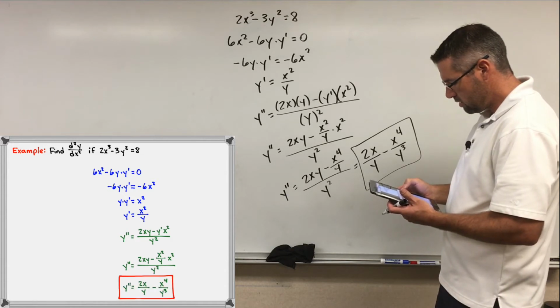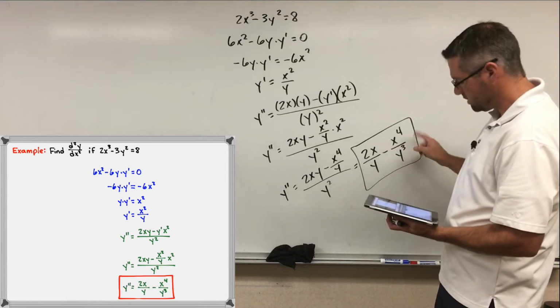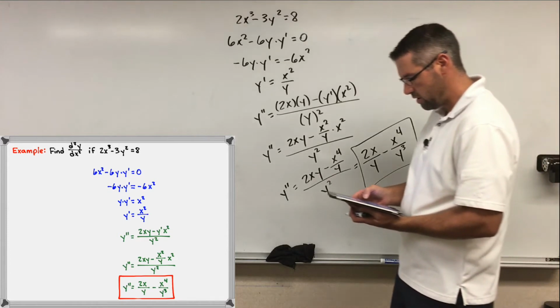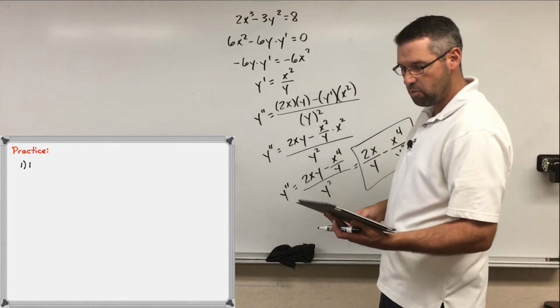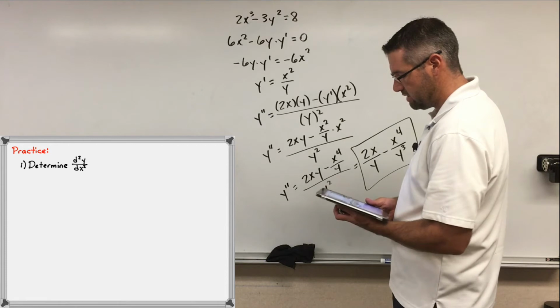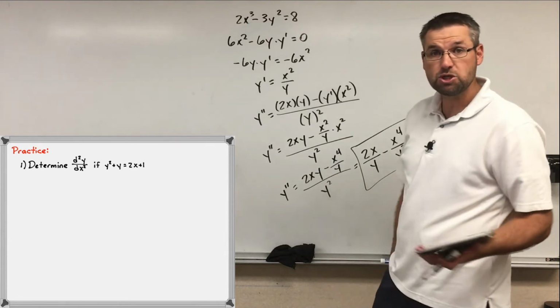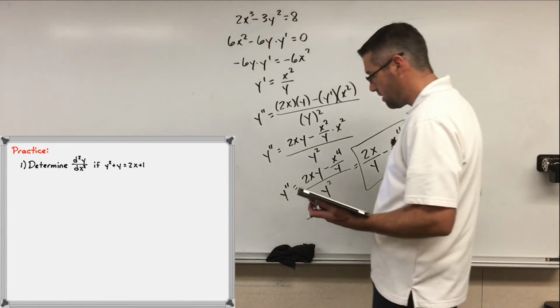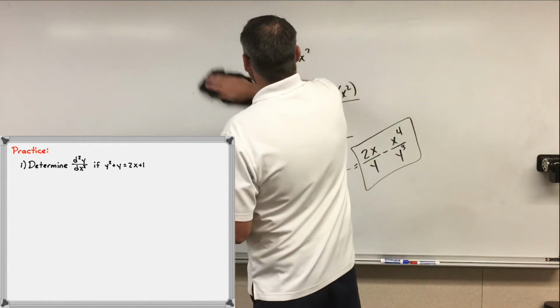And there it is, 2x over y minus x to the fourth over y cubed. So there is the example. Here is a practice problem that's going to look very similar to this. So you're going to want to pause the video, see what you can do with this, and then come back and compare to see if you know what you're doing.